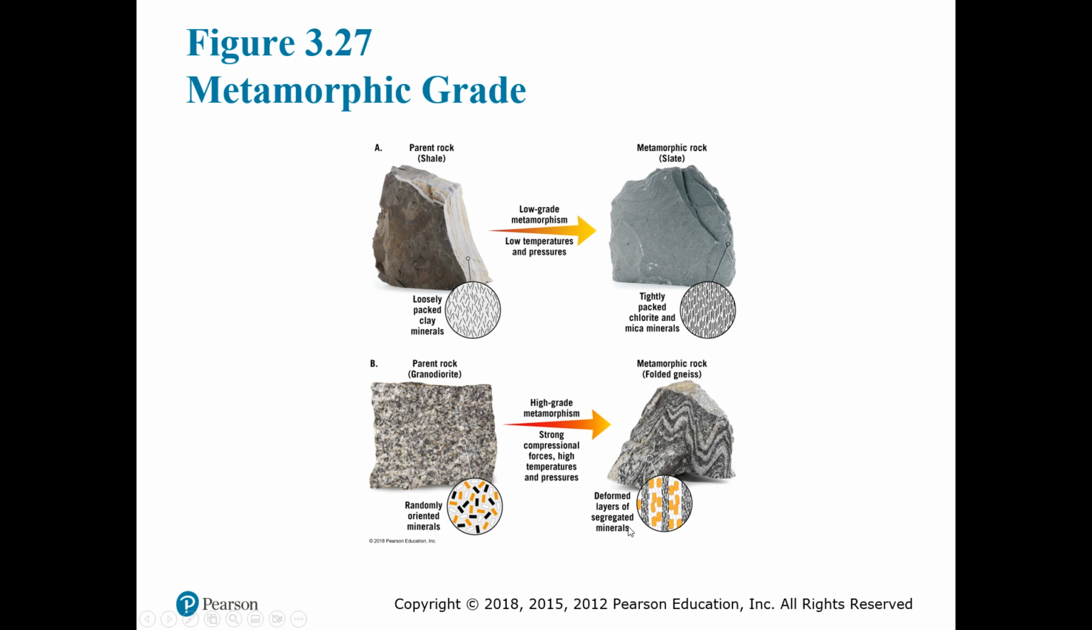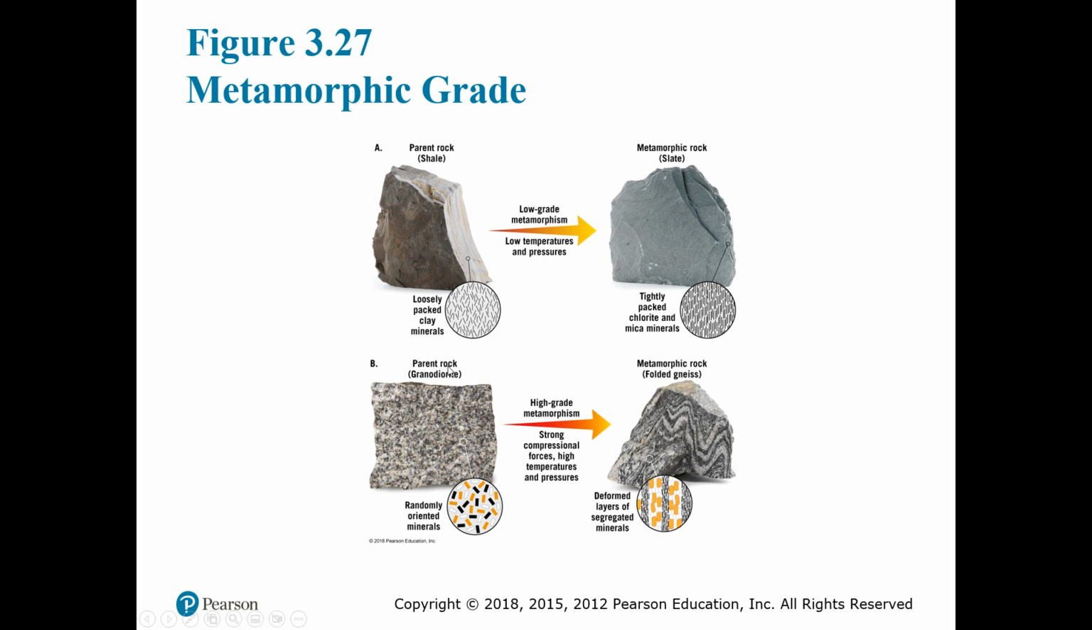So metamorphic grade refers to the extent to which a rock has changed or metamorphosed. And here again, our parent rock is shale. This is a sedimentary rock, but with some heat and pressure, we can change it to slate. And we see that these clay minerals are now more aligned. Slate is used and cleaved off in these sheets for things like roofing, roof tiles.